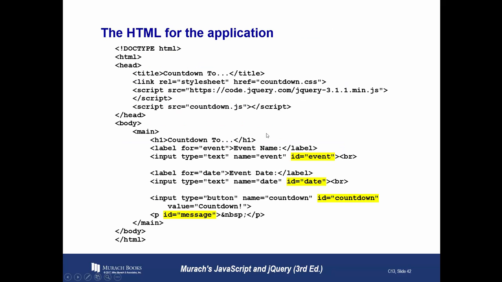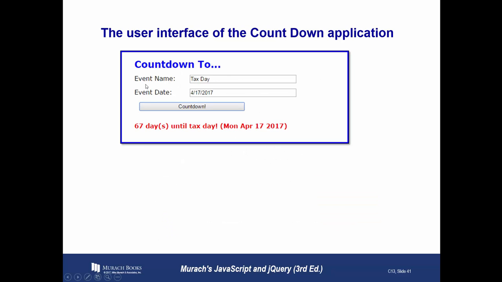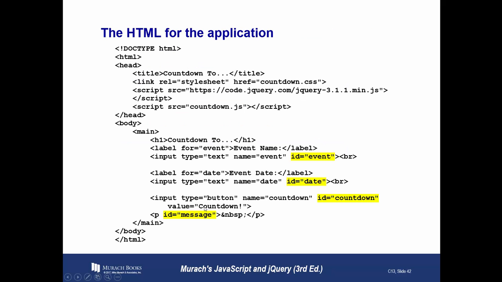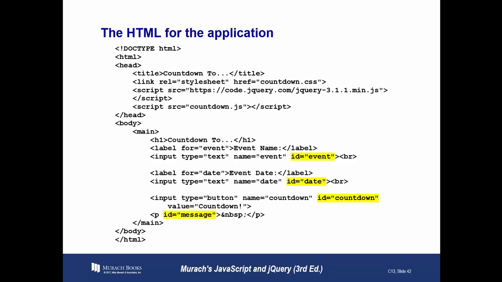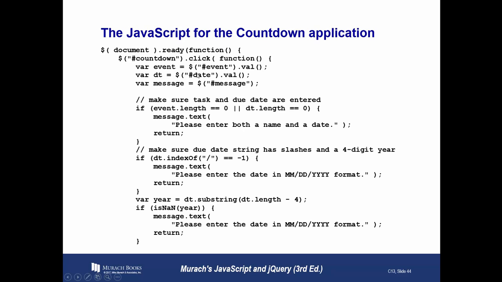So the HTML is shown on page 395. It's pretty simple. We got a couple labels, a couple text boxes, a button, and then another label down here. It uses several different IDs, which you can see here in yellow. Very little CSS, just to make sure that our message appears in red and bold. That's about it. Now, the JavaScript for this is shown on page 396.